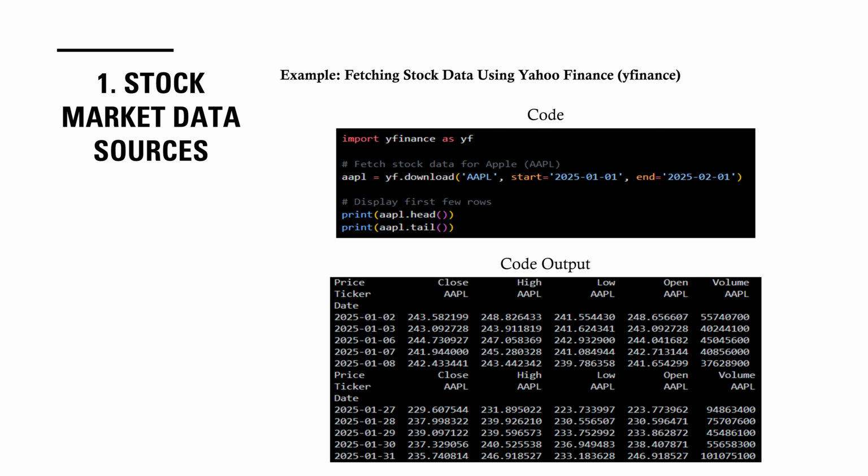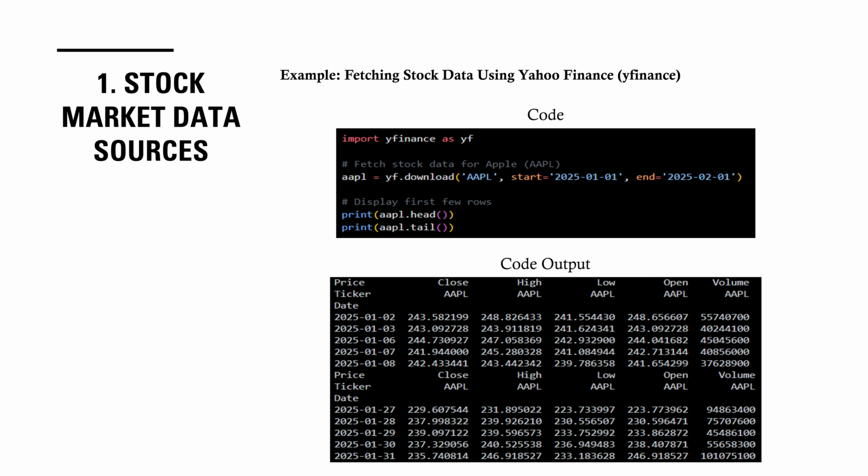Here's a simple example of how to fetch stock market data using the yFinance Python library. In the code, we import the library and then use the download function to retrieve Apple's stock data for January 2025. The start and end parameters define the date range. The last two lines display the first and last few rows of the data using head and tail.